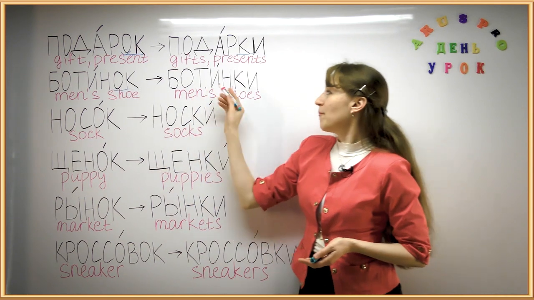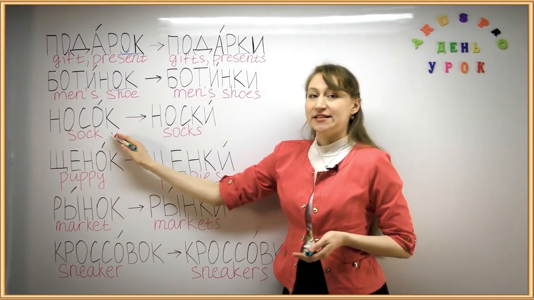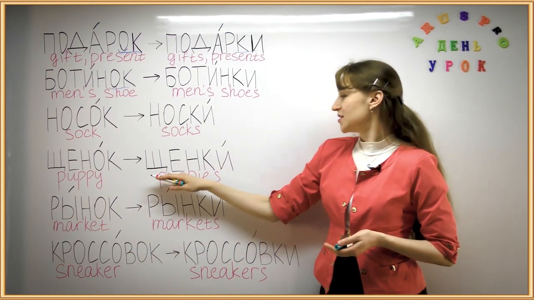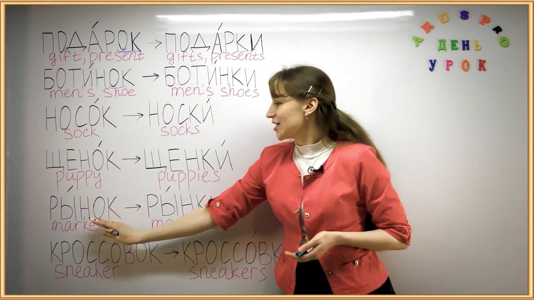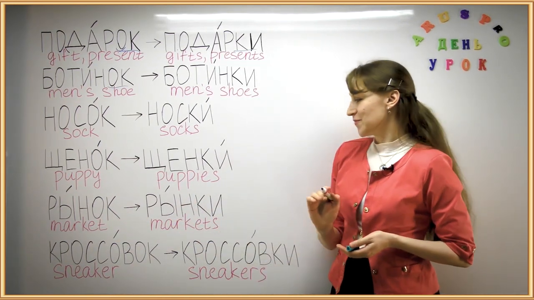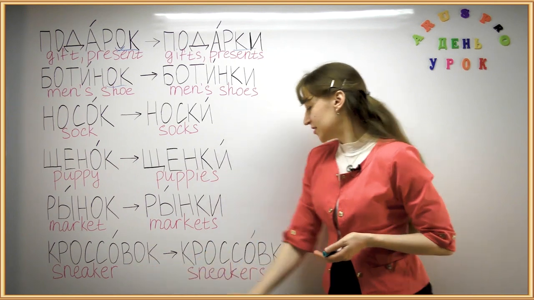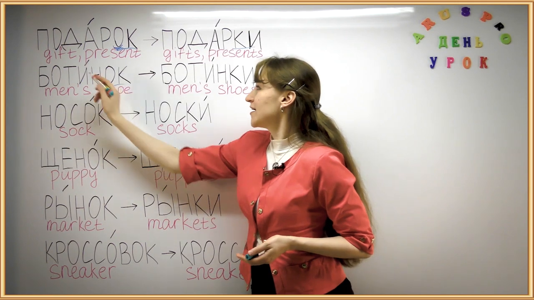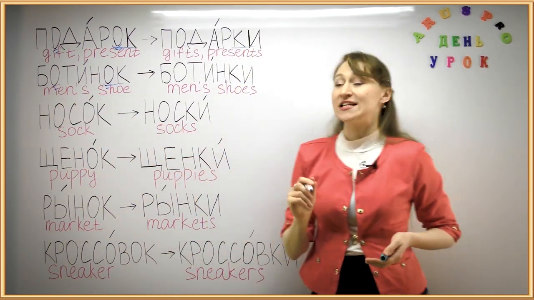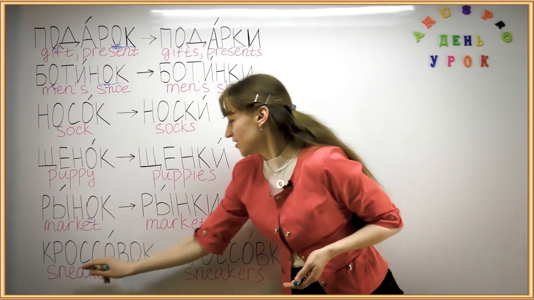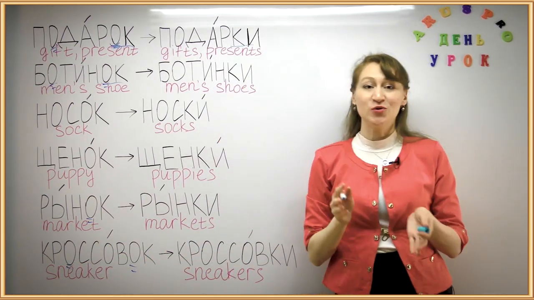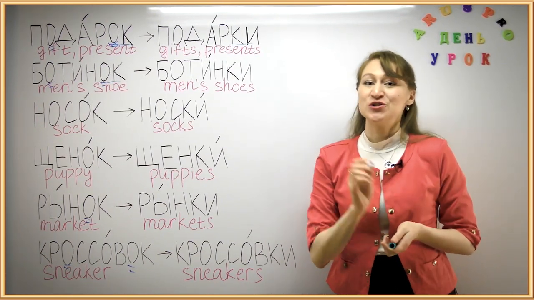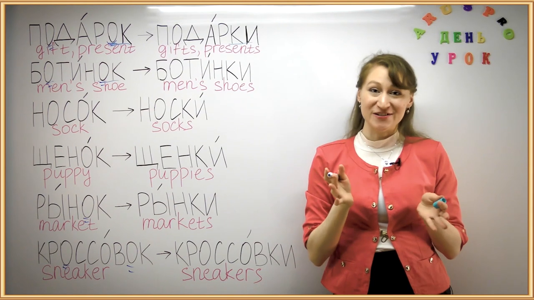Ботинок, ботинки. Носок, носки. Щенок, щенки. Рынок, рынки. Кроссовок, кроссовки. And you noticed we have quite a few unstressed O's in these words. Рынок, кроссовок. So I hope you remember about this rule. This is almost it, but I want you to listen to the last two phrases for today.